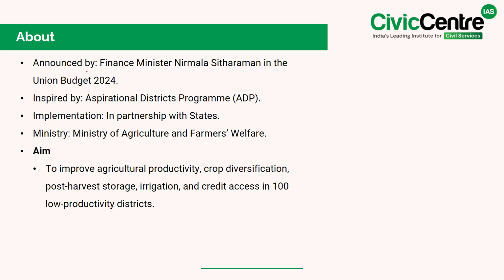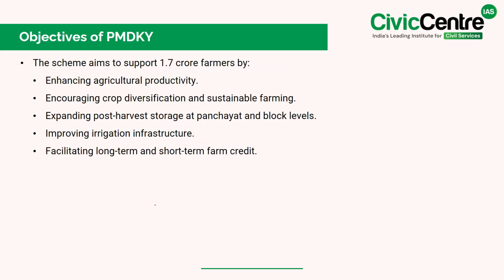Know that the scheme, which is inspired by the Aspirational Districts program, will be implemented in partnership with the states and overseen by the Ministry of Agriculture and Farmers Welfare to enhance agriculture development in the targeted areas. And also, the scheme aims to enhance agriculture productivity, promote crop diversification, expand the post-harvest storage, strengthen irrigation infrastructure, and also improve the credit access in 100 low productivity districts.